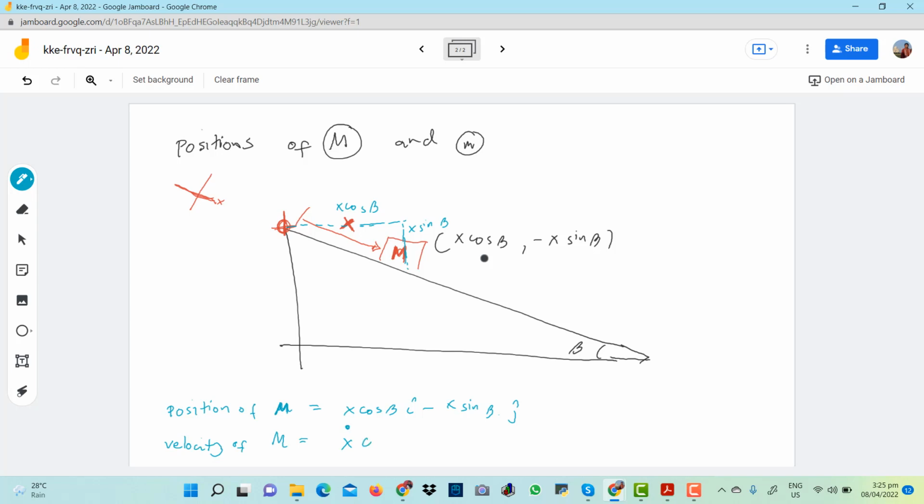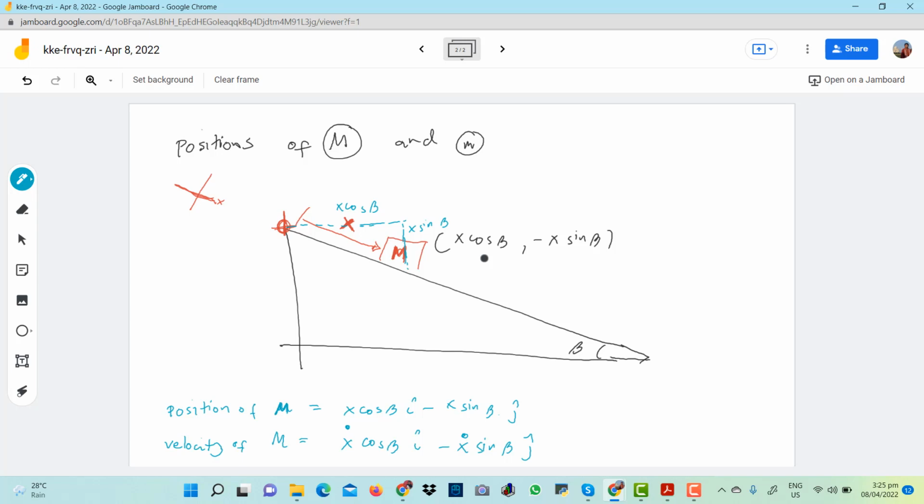x dot cosine of beta i hat minus x dot sine of beta j hat. Okay? That's right, so I have that. There is something missing, the x cosine. That's right, the M.